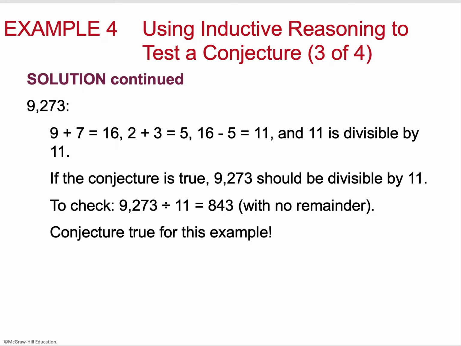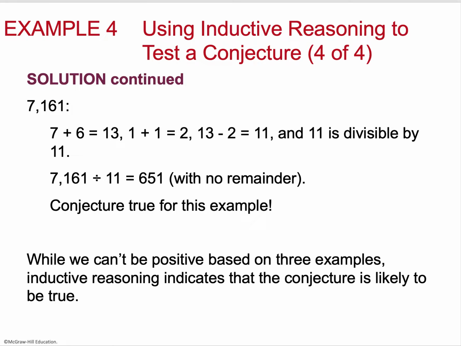So the observation is the practice problem you're doing with 9,273. That's what you're observing a pattern with. And then we've got a third example, and that also works.